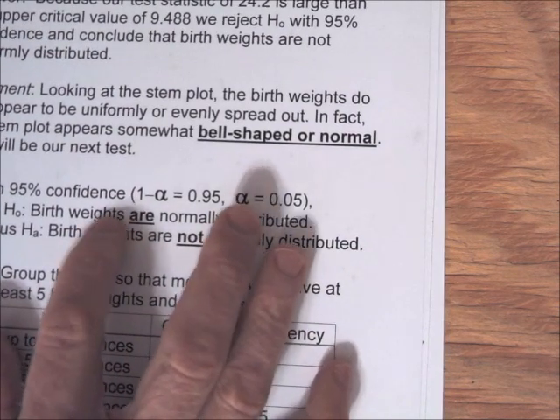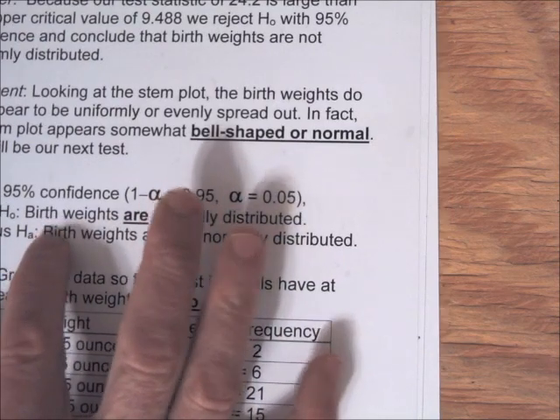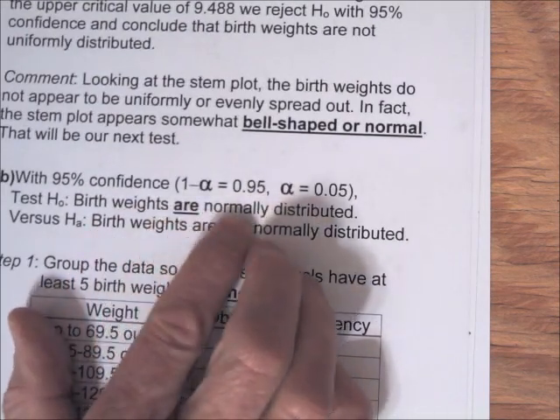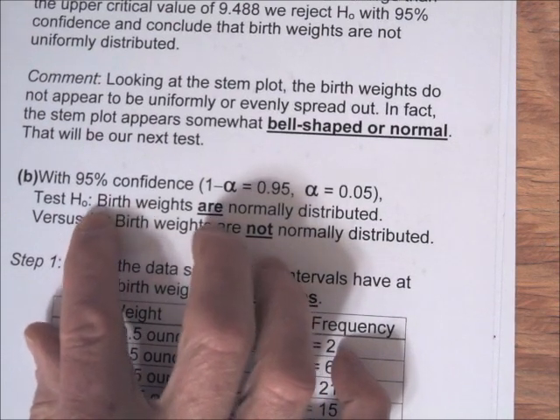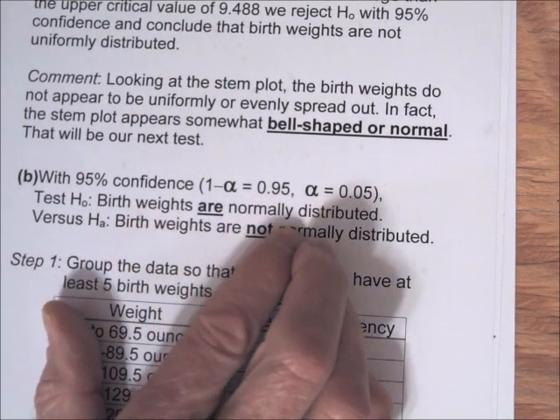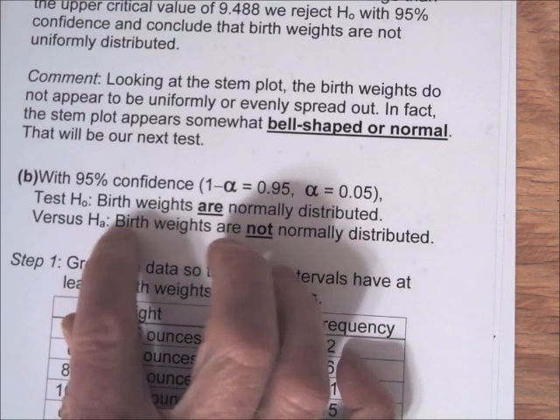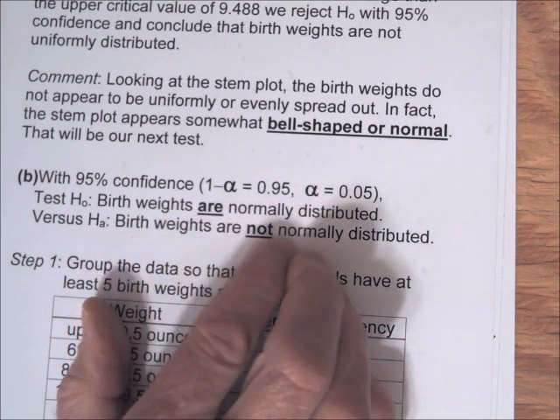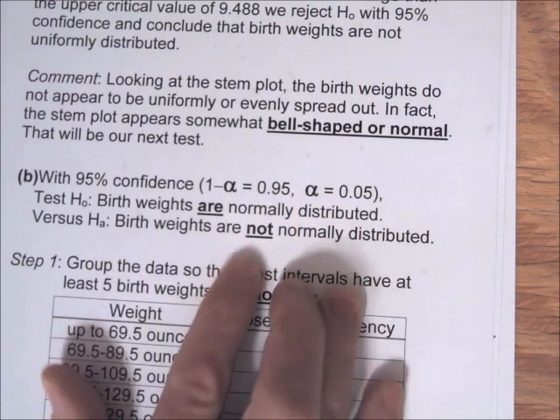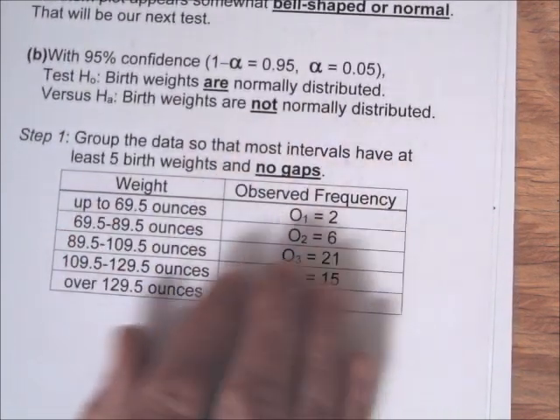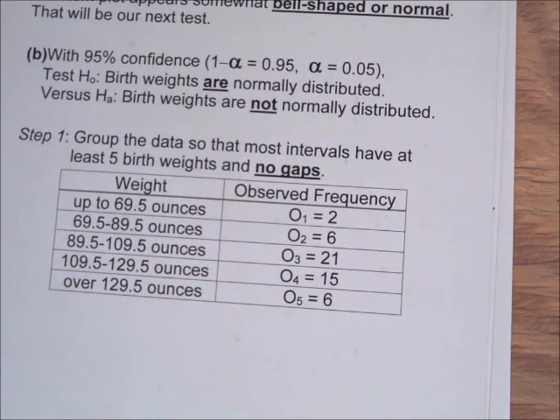So we can also do a formal test of whether the birth weights are normally distributed. So, part B, I want to test H naught, birth weights are normally distributed, meaning a bell-shaped graph, versus HA, birth weights are not normally distributed. And we can use the same confidence level. And again, we want to group the birth weights.